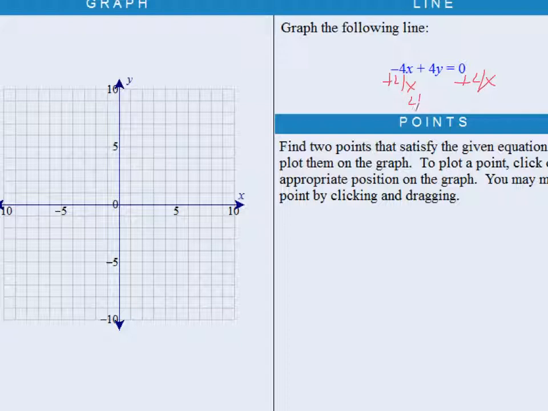So 4y equals a 0 plus 4x, which is just 4x. And then divide by 4. So then the 4's cancel out. So really it just simplifies to y equals x. Okay, that's a pretty simple little equation.